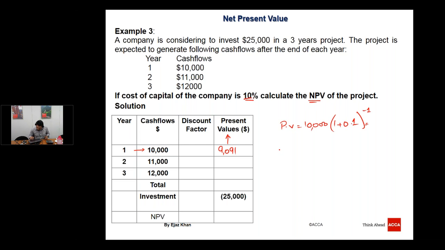So let's go and calculate the present value of the 2nd year figure, which is $11,000 with the same interest rate but with different year end, that is 2. So can I have the present value for the 2nd year? Approximately it's the same, 9091. I guess it's approximately the same. So let's calculate present value for the 3rd year. 12,000, 1.1 raised to the power minus 3.